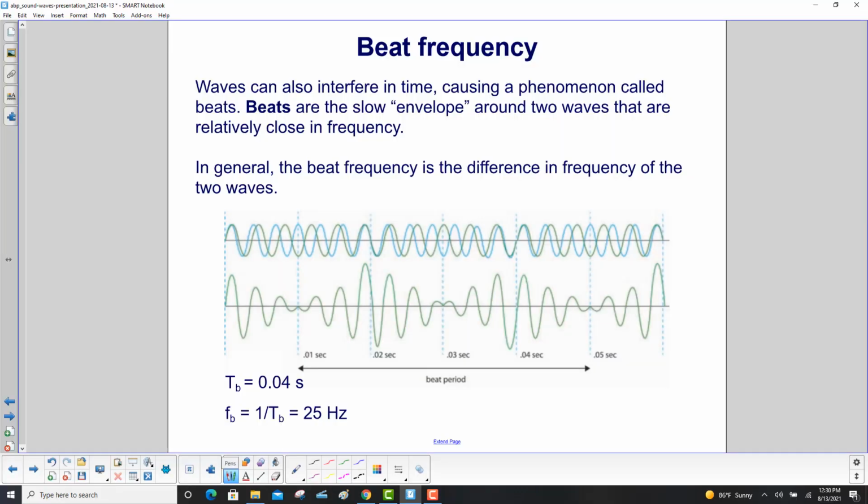Waves can also interfere in time, causing a phenomenon called beats. Beats are the slow envelope around two waves that are relatively close in frequency. We'll show you what that means on the next slide. But in general, the beat frequency is the difference in frequency of the two waves.